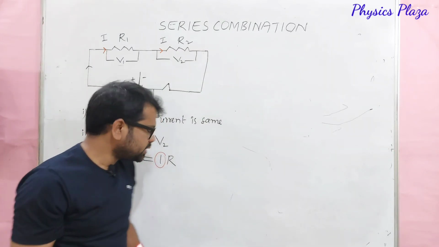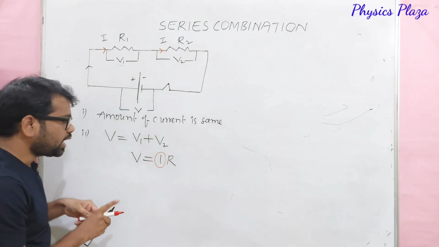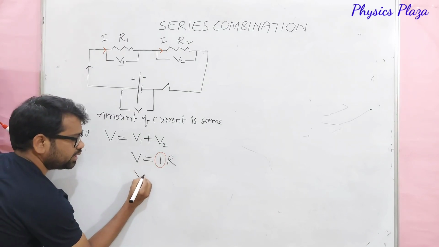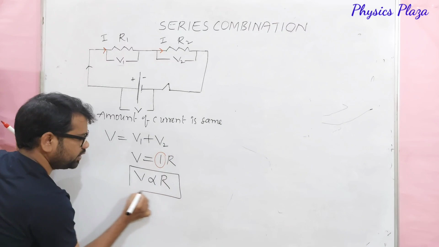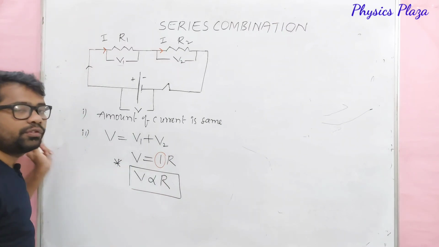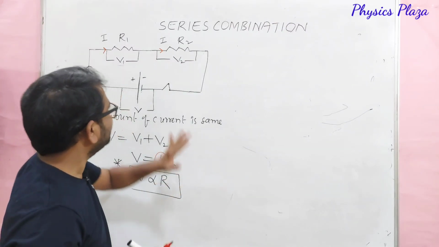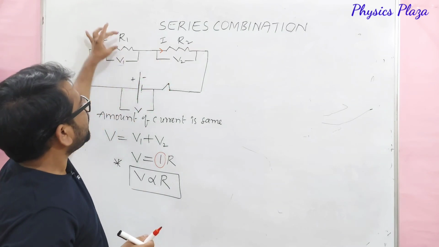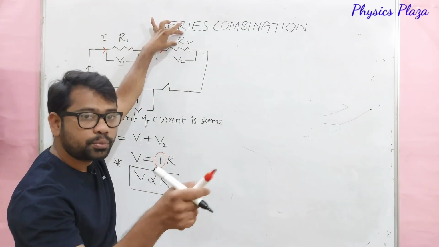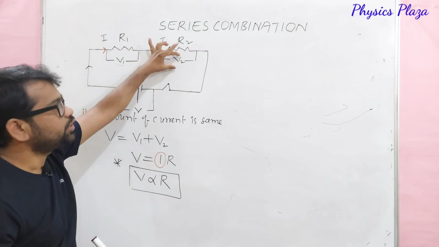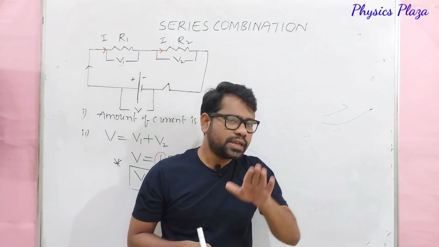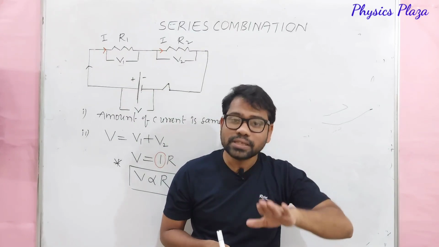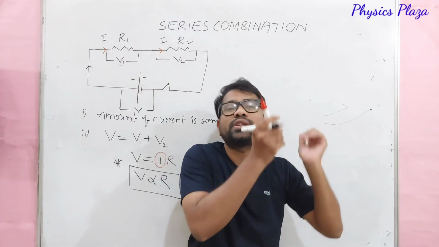So V is equal to IR means here I remains constant. As I remains constant, can we write V is proportional to R? Yes, we can write V is proportional to R. It's very important. For example, dear children, in these two resistances, if R1 is greater than R2, then obviously V1 is greater than V2. That's very important. It means the potential difference is more across a resistor whose resistance is more in series combination.